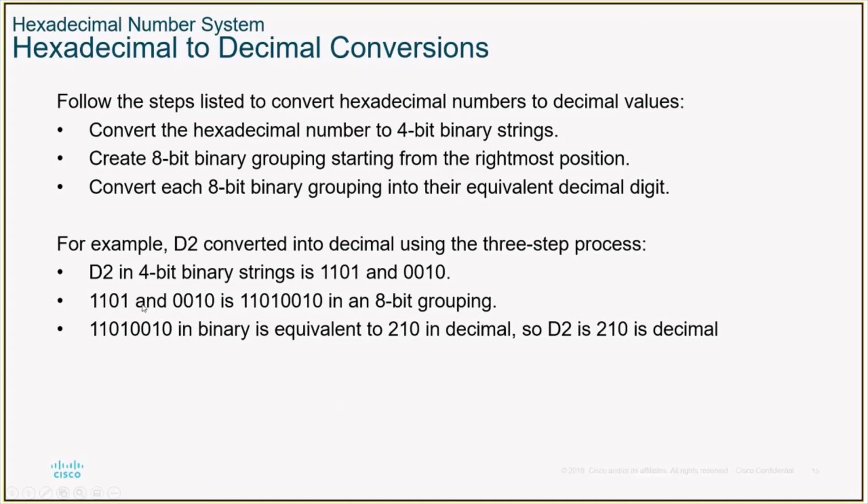You then jam those two bit patterns together and convert that into decimal. So you add 128 plus 64 plus 16, then 2, and you add them together, and it ends up being 210. That's the process that we normally go through.